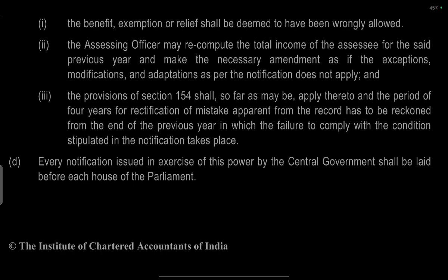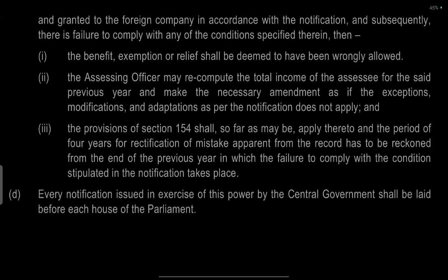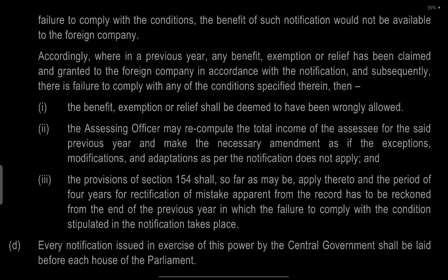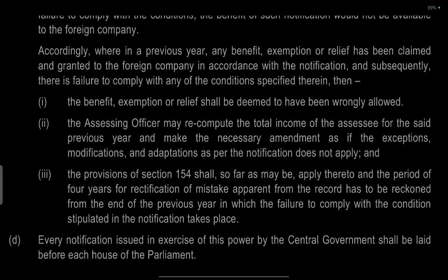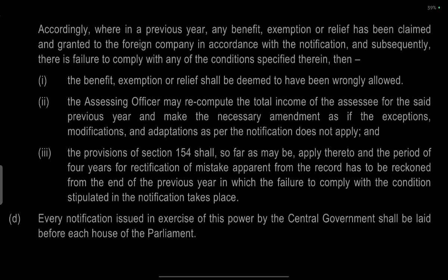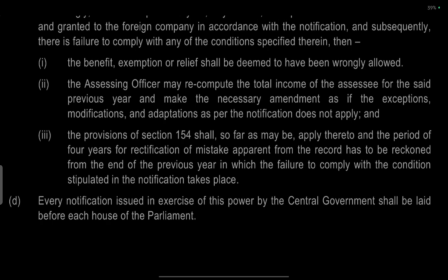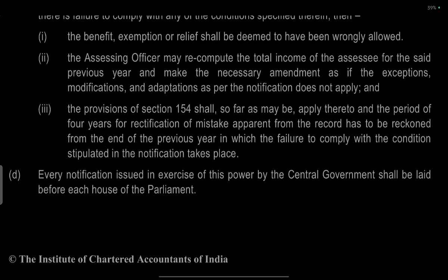Mistake apparent from the records. If, according to the previous year, any benefit, exemption or relief has been claimed and granted to the foreign companies in accordance with the notification, and subsequently there is a failure to comply with the conditions specified therein, then the benefit, exemption or relief shall be deemed to have been wrongly allowed.